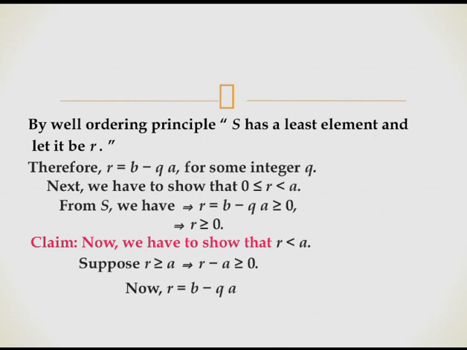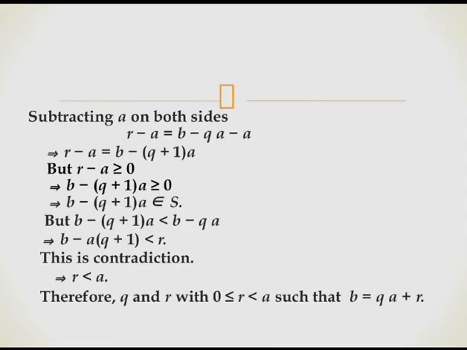Conversely, we have to assume that r is greater than or equal to a, which implies r minus a is greater than or equal to 0. Now take r which is equal to b minus a into q. Subtracting a on both sides, we get r minus a which is equal to b minus qa minus a, which implies r minus a is equal to b minus (q plus 1) into a. But we have r minus a greater than or equal to 0. Therefore, the right side value is greater than or equal to 0.